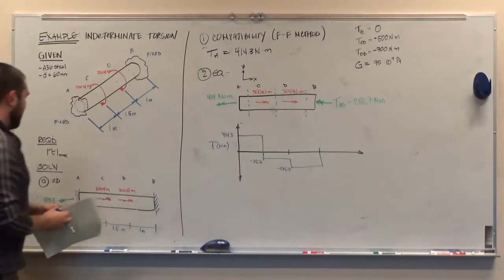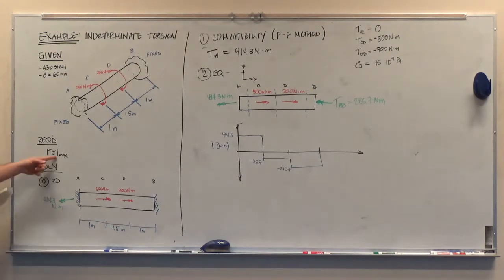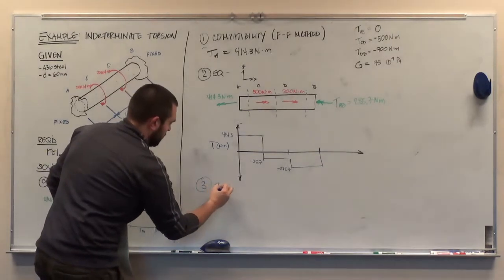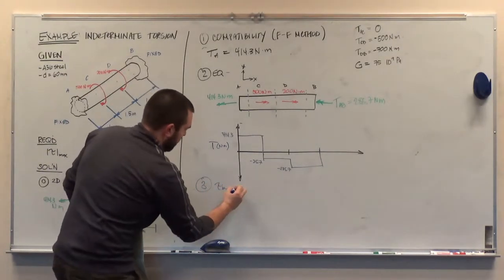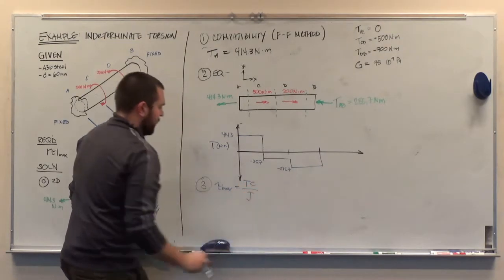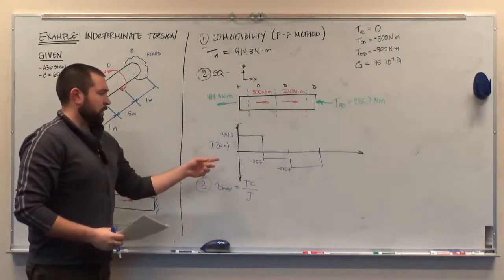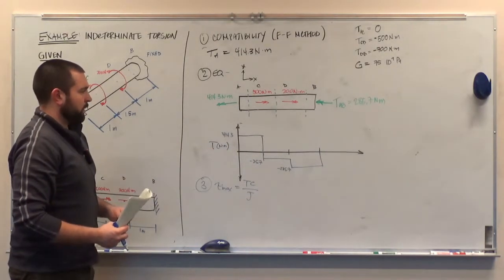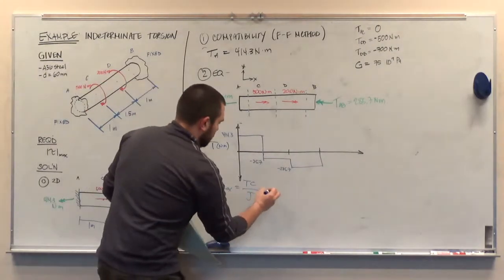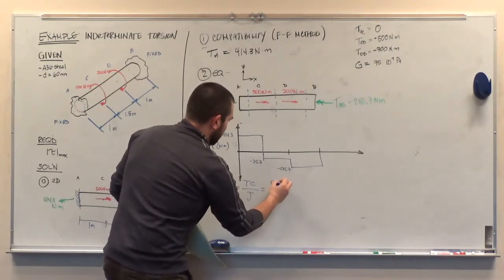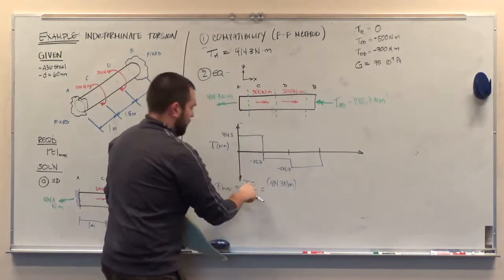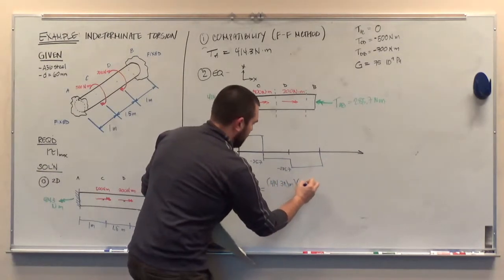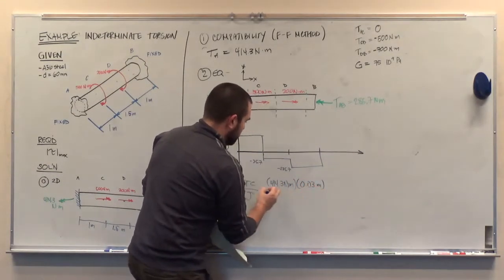And so now all that I have to do to calculate the maximum magnitude of shear stress, we'll call it step number 3, to get tau max, that's equal to TC divided by J. And we're just going to pull the largest magnitude value of the internal torque. In this case, that's 414.3 Newton meters. So I'll put in 414.3 Newton meters times C, the radius. We're given a diameter of 60 millimeters, so I just divide that by 2. I get 0.03 meters for the radius.